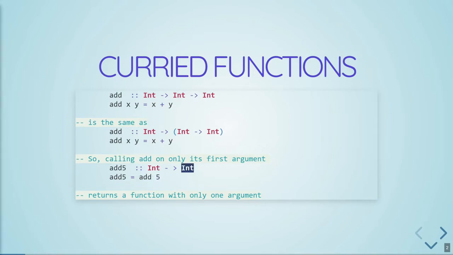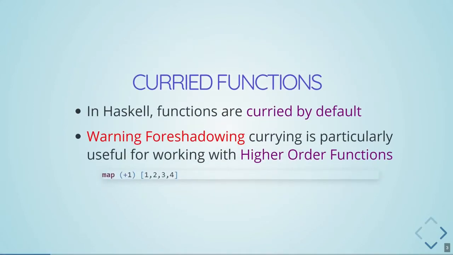Notice when assigning this function add 5 here, we don't even need to specify its argument y. So there's implicitly an argument y here when you return add applied to just one argument. So this is a function here, but you notice there's no argument specified here. That's okay. The argument is implicitly there. Add 5 returns a function. Pretty cool, eh? In Haskell, all of our functions are curried by default.